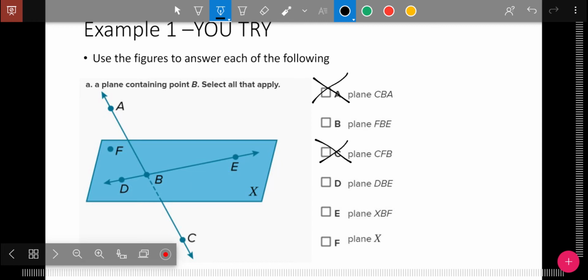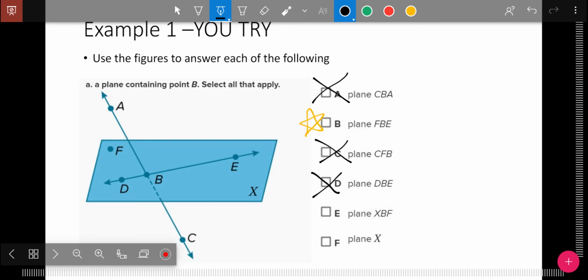What about plane FBE? FBE are all on the plane. So yeah, winner, winner, chicken dinner there. I can handle that being an okay answer. What about DBE? Well, they're all on the plane, so why not? Well, here's the problem. They're all on the plane, so it looks like it would work. But am I talking about line DBE or plane DBE? So I can't use it if they're all on the same line.